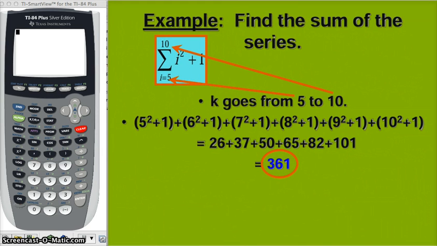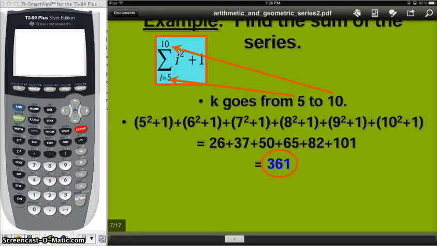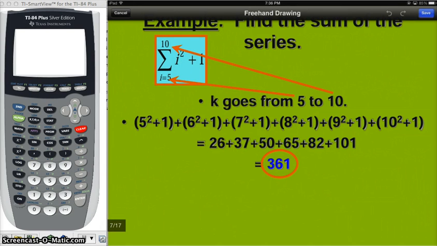Okay, here's just an example of finding the sum. It says find the sum of the series. They give you a series. Notice that the start value of the series is 5. That's where you start, and notice the end value is 10. So all I'm doing is plugging in integers 5 to 10: 5, 6, 7, 8, 9, 10.